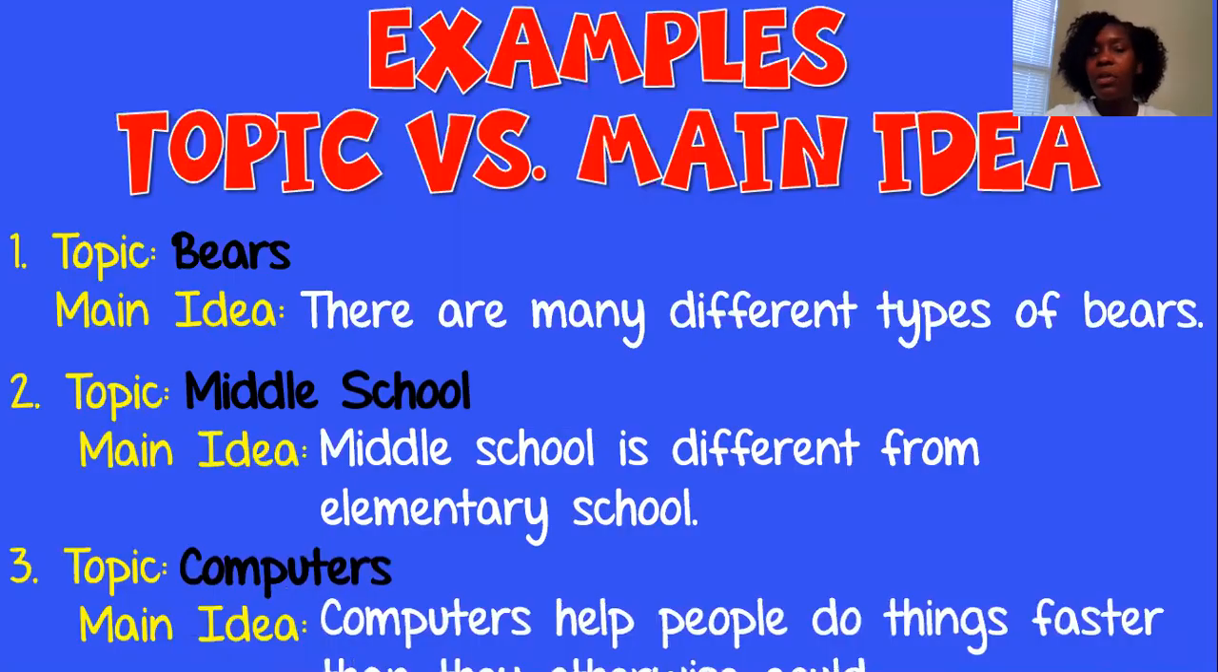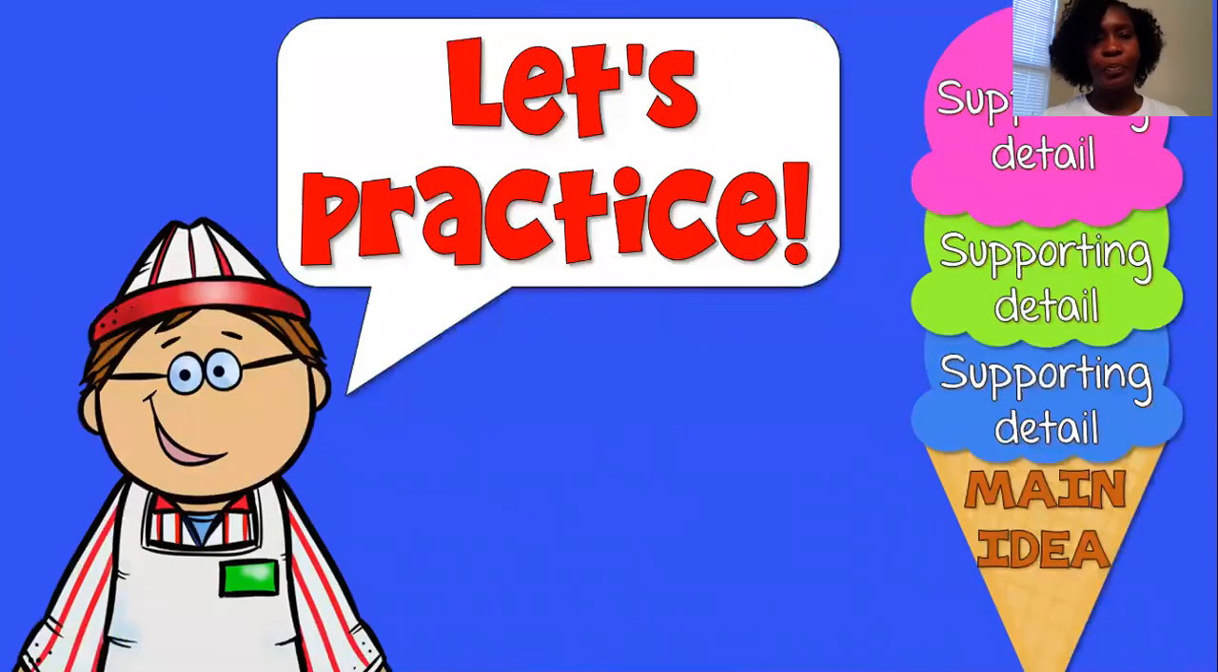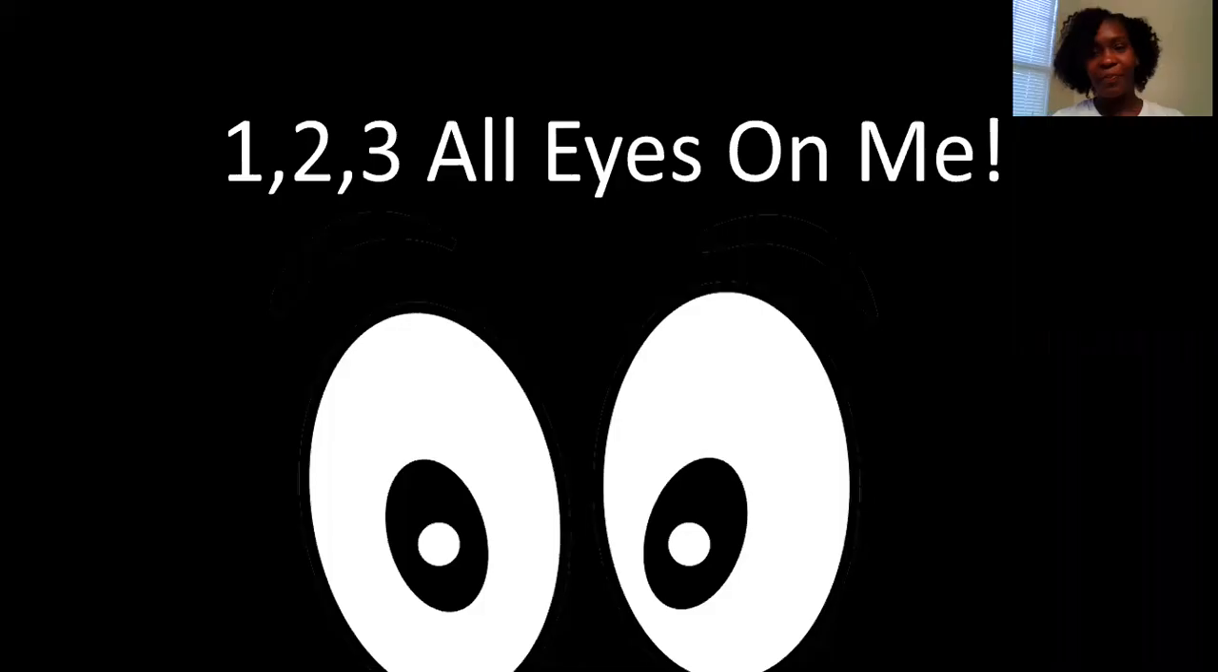One last example, the overall topic could be about computers, but a main idea, a most important point about the article about computers, could be that computers help people do things faster than they otherwise could. So just remember, when you're trying to decipher between the main idea and topic, the topic is broad, and the main idea is the most important point the author is trying to get across about whatever that topic is. So let's practice identifying the main idea and the key details.